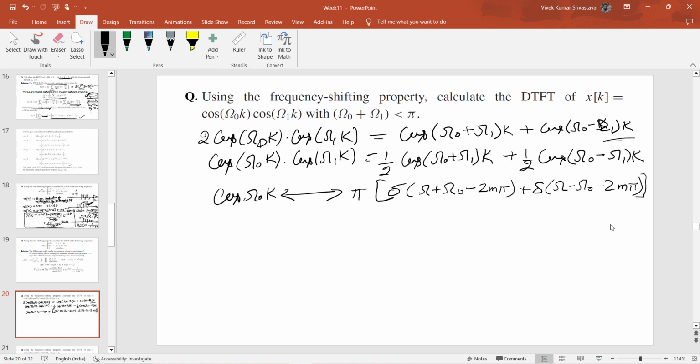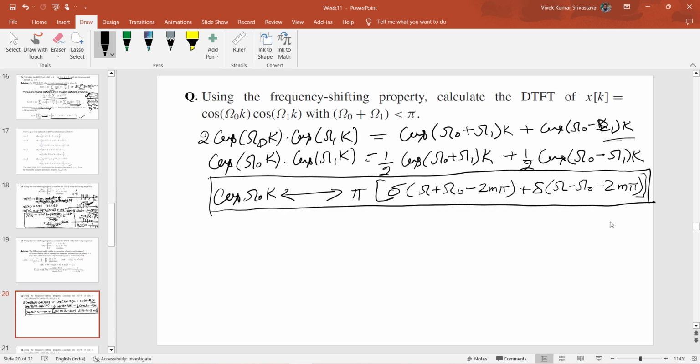So you can evaluate this by using the discrete time Fourier transform, and you will get this expression. I will use this formula to evaluate the discrete time Fourier transform of this expression. The final expression comes as 1 by 2 cos of (rho naught plus rho 1) k plus 1 by 2 cos of (rho naught minus rho 1) k. I will use this identity to evaluate the final discrete time Fourier transform. So let us proceed.